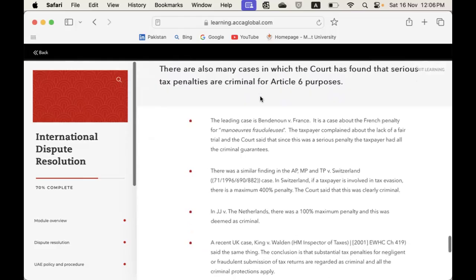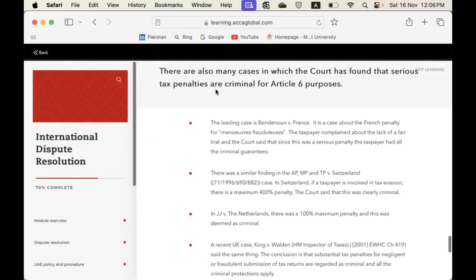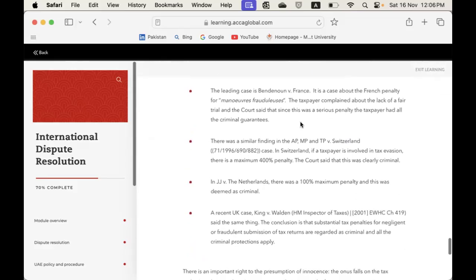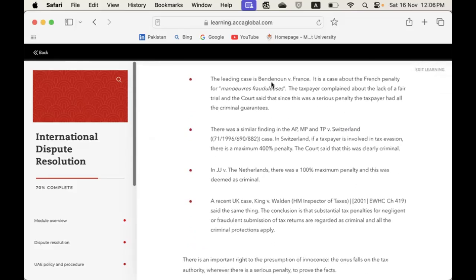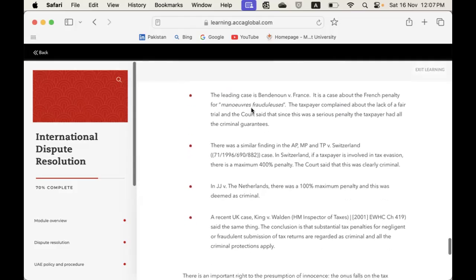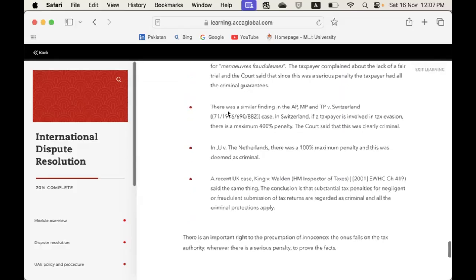There are also many cases in which the court has found that serious tax penalties are criminal for Article 6 purposes. Let's look at it. The leading case is Bendenon versus France. It is a case about the French penalty for maneuvers frauduleuses. The taxpayer complained about the lack of a fair trial, and the court said that since this was a serious penalty, that taxpayer had all the criminal guarantees. Okay, so the criminal view of the case was upheld in this particular case.